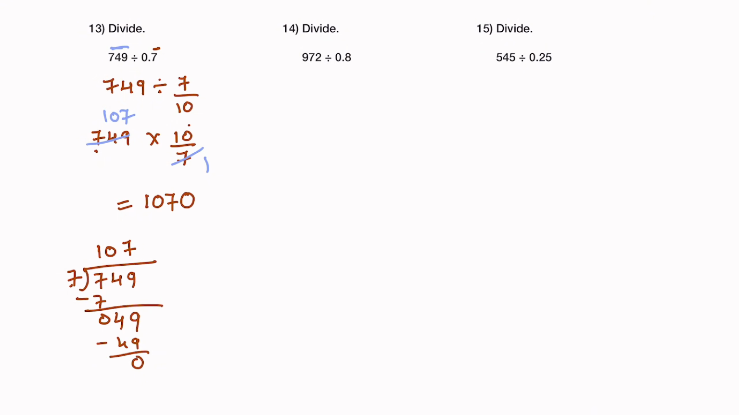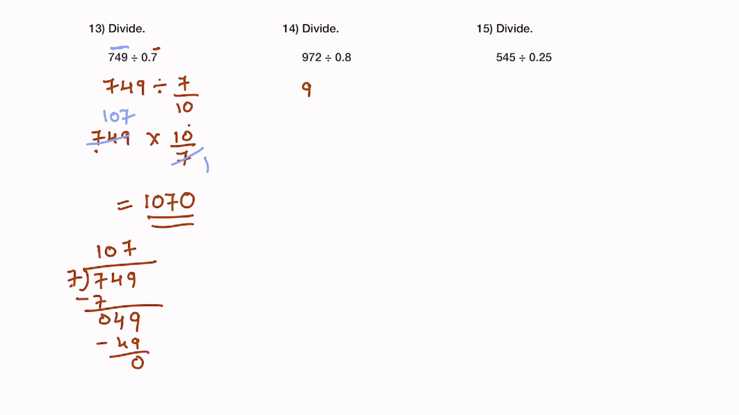Multiplying with 10 is adding an extra 0, right? So 1070 is the answer to this question. Now from this question onwards, from 14 onwards, we'll be using the other method that you have in the book. Up till 13, I've used one method, and I suggest that you solve all of these questions using the other method as well, so you get good practice of both methods.